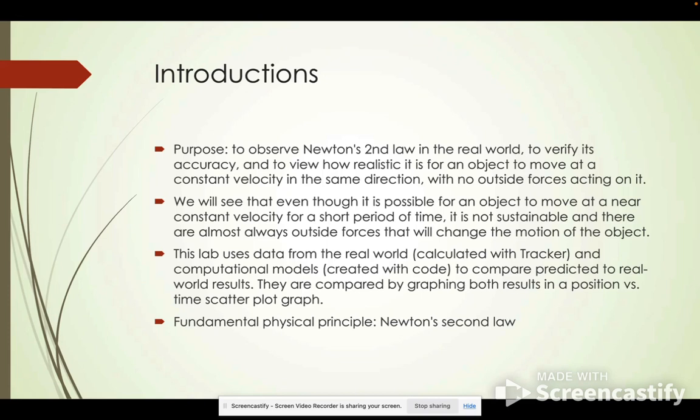We'll see that even though it is possible for an object to move at a near constant velocity for a short period of time, it's not sustainable, and there are almost always outside forces that will change the motion of the object. This lab uses data from the real world calculated with Tracker and computational models, which we're going to create with code, to compare predicted to real world results. And then we're going to compare them by graphing both results in a position versus time scatter plot graph.